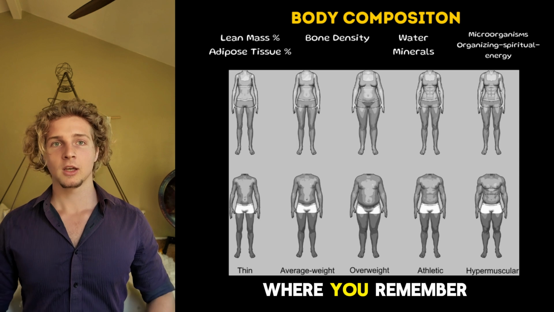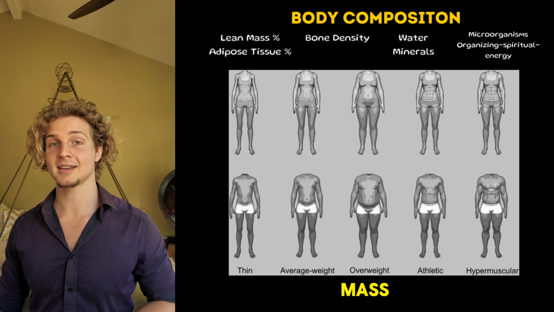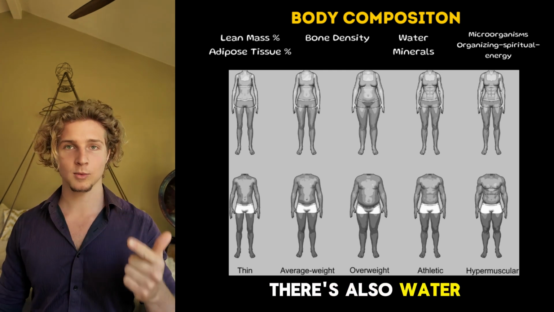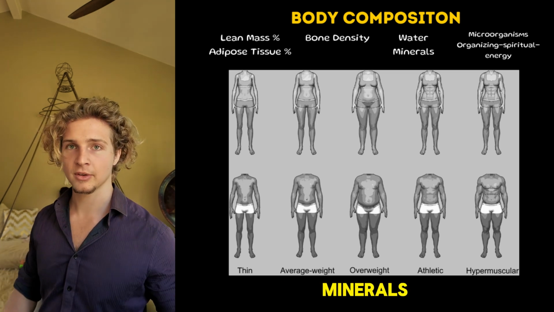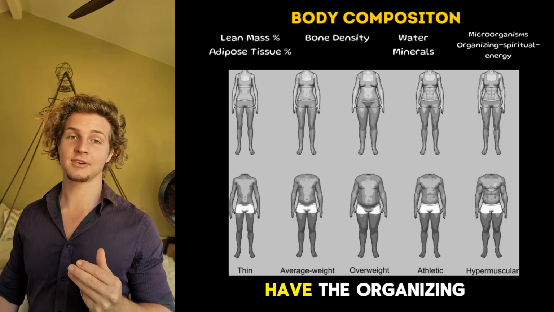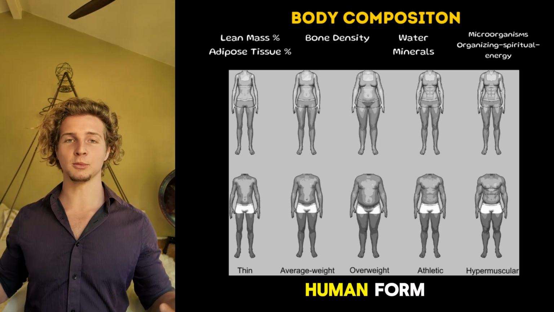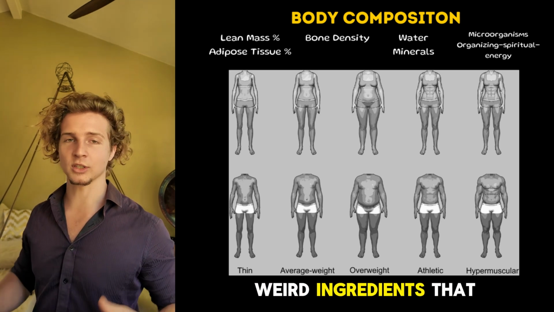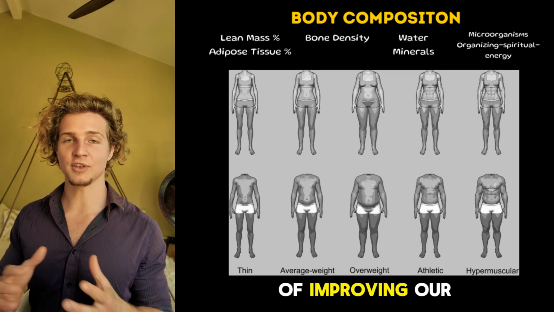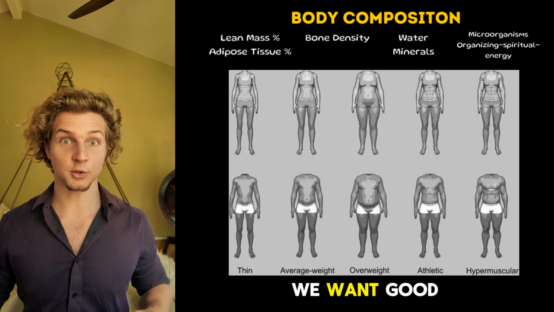Where are you? Remember, our body composition is not just fat and muscle. Yes, there's lean mass. Yes, there's fat percentage, but there's also bone density. There's also water weight. There's also certain minerals. You have microorganisms, an essential part of your body composition. And then you have the organizing spiritual energy that makes it all work like an actual human form instead of just a puddle of weird ingredients that don't do anything. All of these are things that we can change in the name of improving our form and our function, whatever life purpose we want good form and function for.